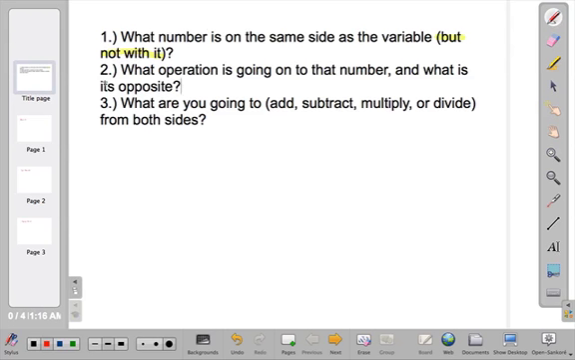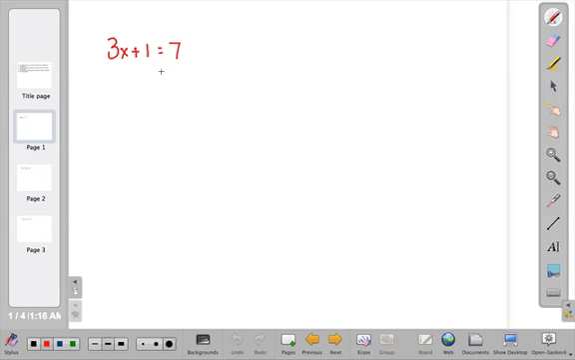with it? The second question is, what operation is going on to that number and what is its opposite? The third question is, what are you going to add, subtract, multiply, or divide from both sides? So we're going to keep coming back to these three questions as we work through our problems today. So here's our first problem.